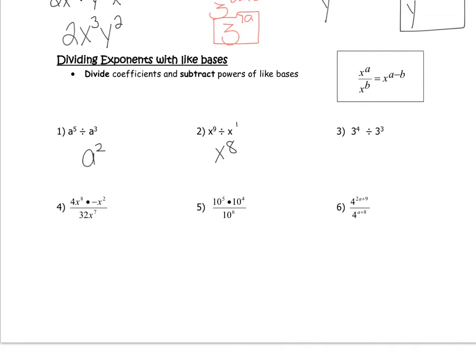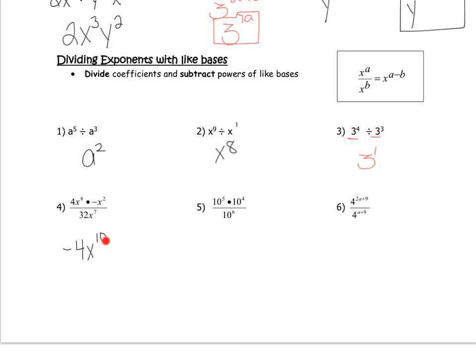Now number 3, be careful. The 3 is the base, not the coefficient. So we keep the base and we subtract the 4 and the 3. And we get 1. Now 4, 5, and 6 are a little bit harder. They're going to require you to simplify the numerator first, then divide. So number 4, we're going to multiply 4 and negative 1. We get negative 4. Keep the base, which is x, and add the powers.